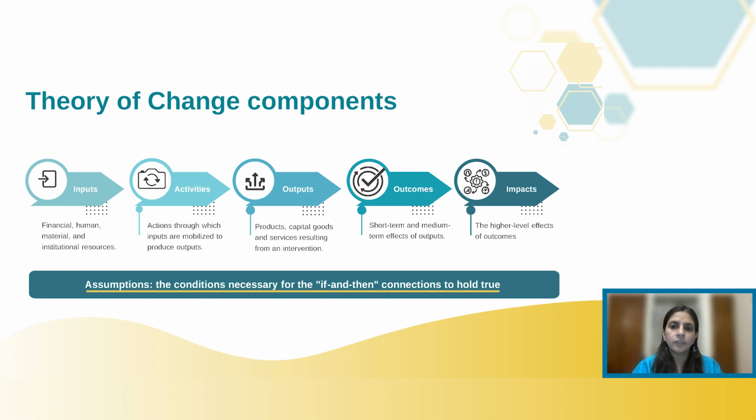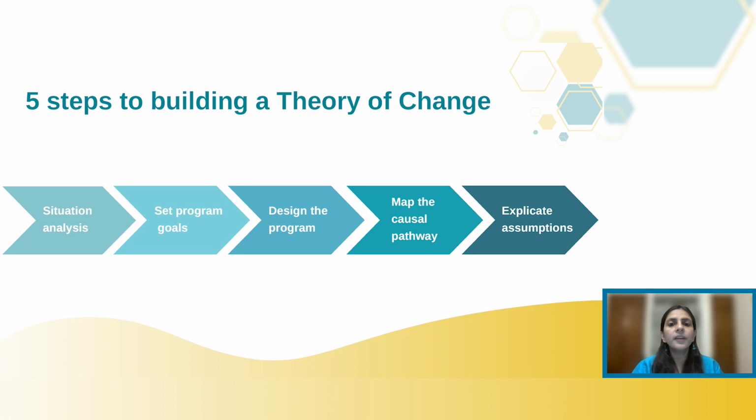And finally, the assumptions, which are the conditions that make it possible to link activities to outputs, outputs to outcomes, and outcomes to impacts. Now that we have a basic understanding of what a theory of change is, let's learn about how to actually develop one. There are 5 key steps to building a theory of change, which are conducting a situational analysis, setting the goal, designing the program, mapping the causal pathway, and explicating assumptions. I'll go through each one of them through a real-world example.